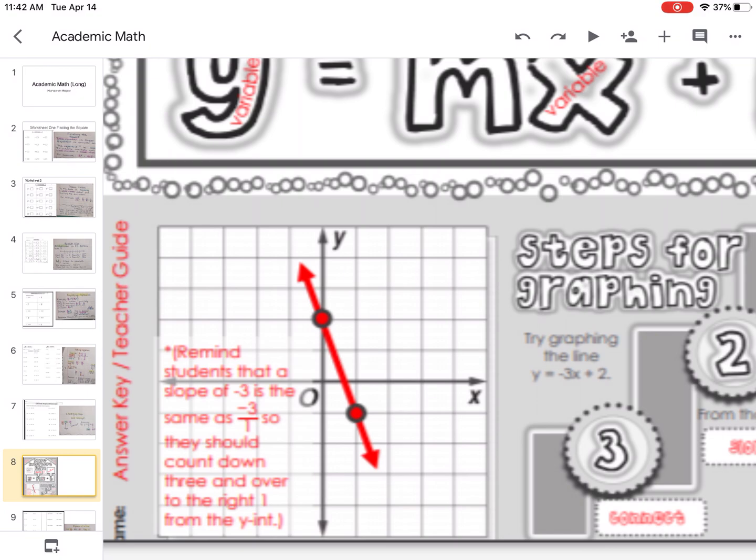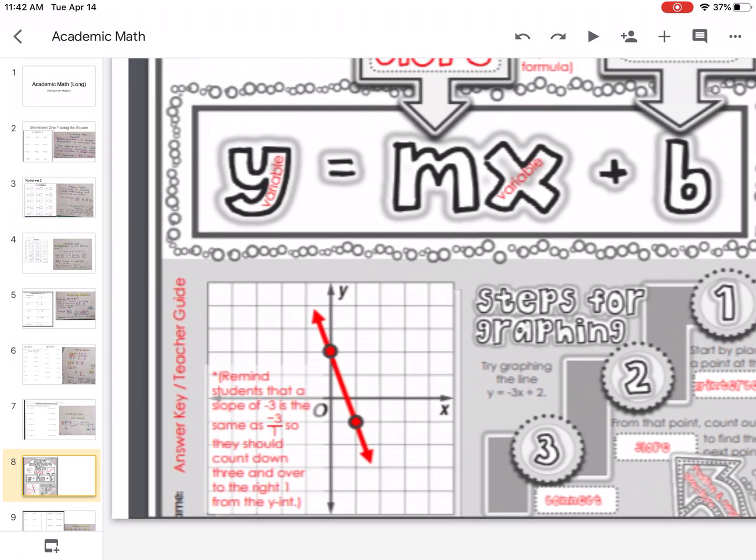And then in this equation, it says the slope is -3. So I'm going to go down 1, 2, 3, and over 1. Okay? So we'll review some. We'll start out with some that are just positive, and then we'll worry about negatives later, okay?